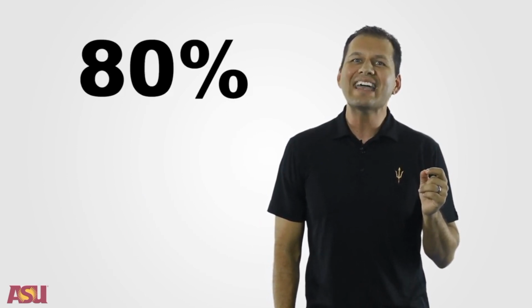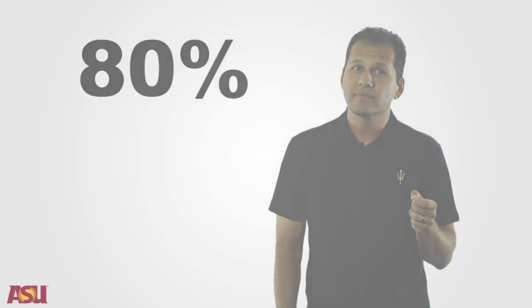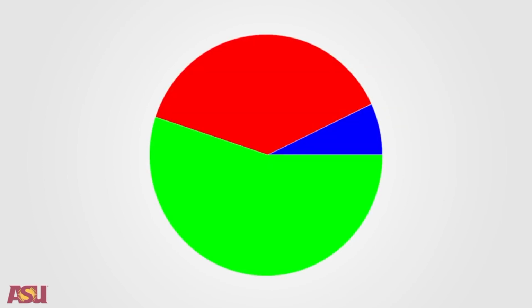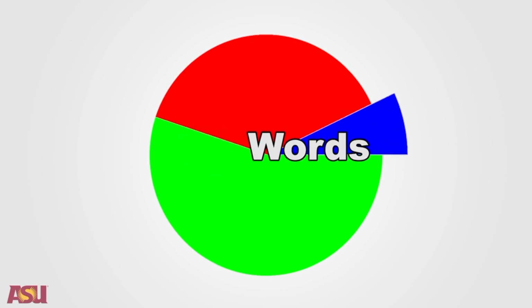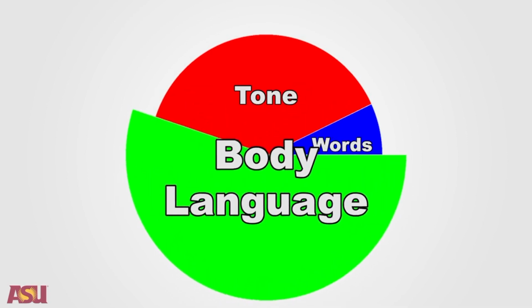in a classroom. In fact, some researchers put the level of nonverbal communication as high as 80% of all communication. Albert Mehrabian is noted for finding a 7, 38, 55% rule, supposedly denoting how much communication is conferred by words, tone, and body language.